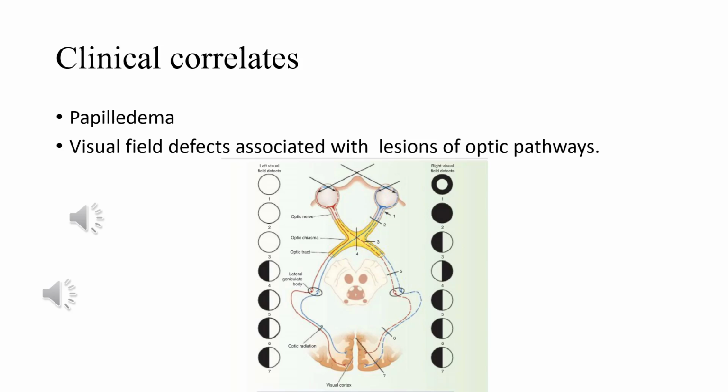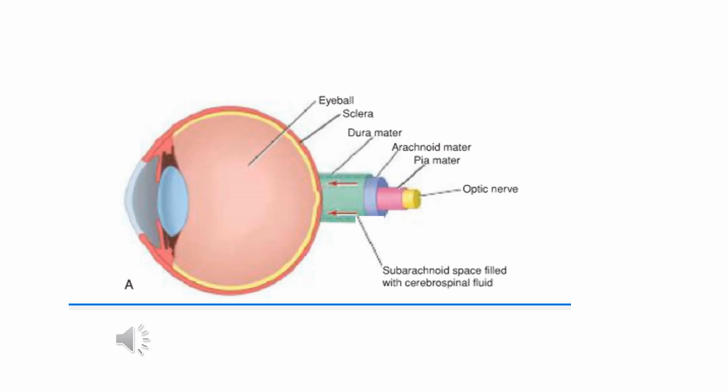And these defects in the field of vision are called hemianopias, right? Now this diagram is basically showing you the meningeal extensions around the optic nerve, along with the subarachnoid space extending around the optic nerve till the level of the back of the eyeball, where the dural sheath blends with the sclera. It ends up here.